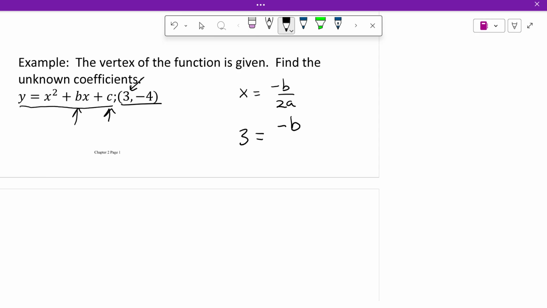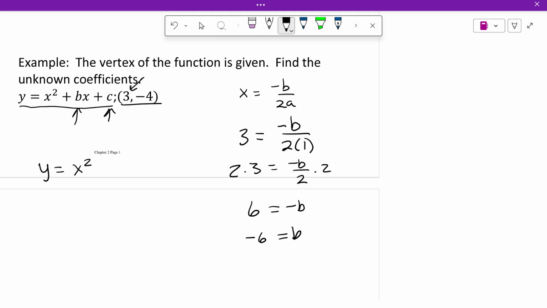Okay. So the x value of my vertex is 3, right? Equals negative b over 2 times what's a? 1. So 3 equals negative b over 2, multiplied by 2 on each side. So negative b equals 6, so b equals negative 6. So right now I have y equals x squared minus 6x plus c.